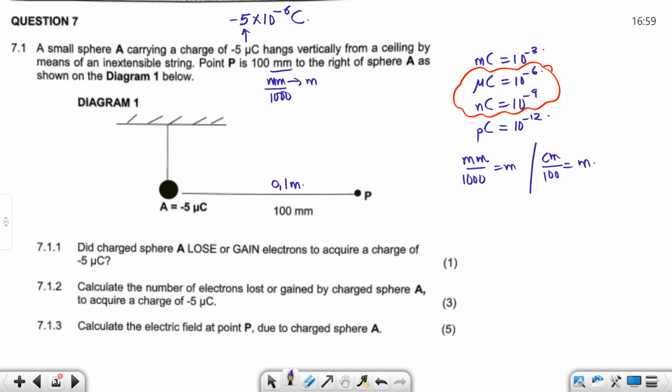All right. Did charge sphere A lose or gain electrons to acquire charge? Do you want to answer this question? L or G? Just write L or G.